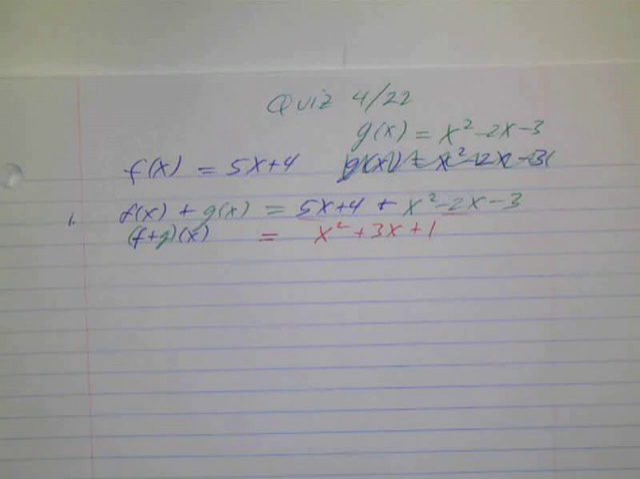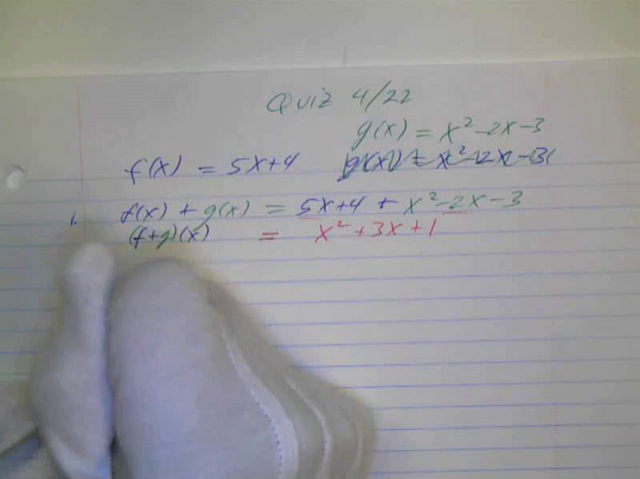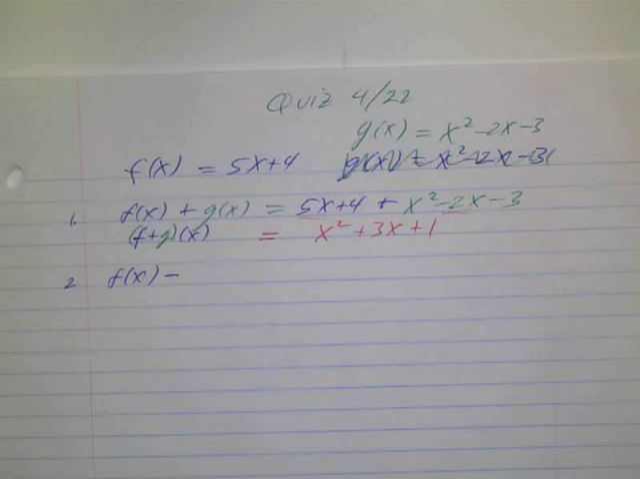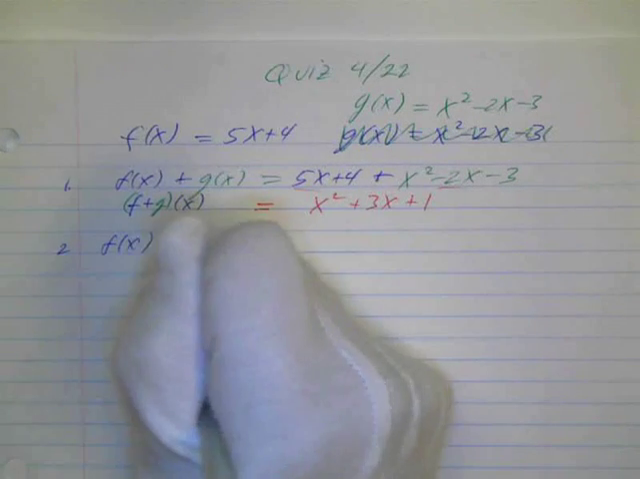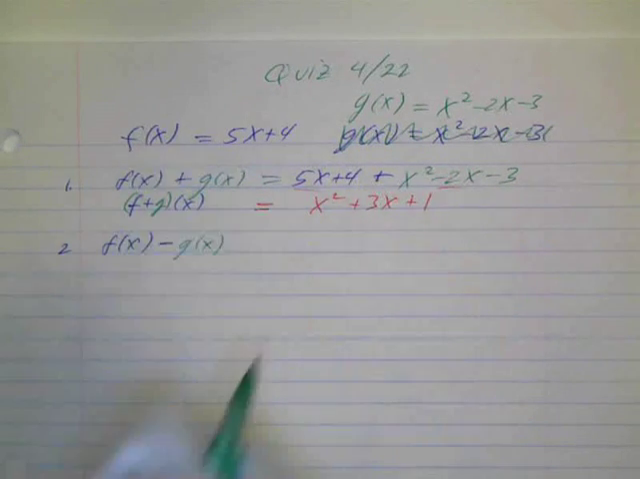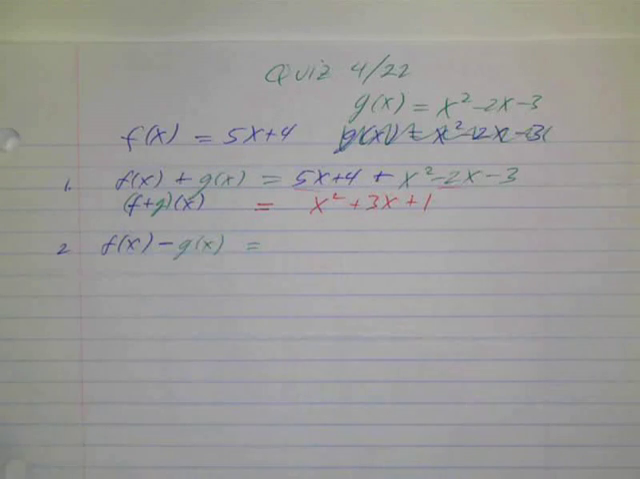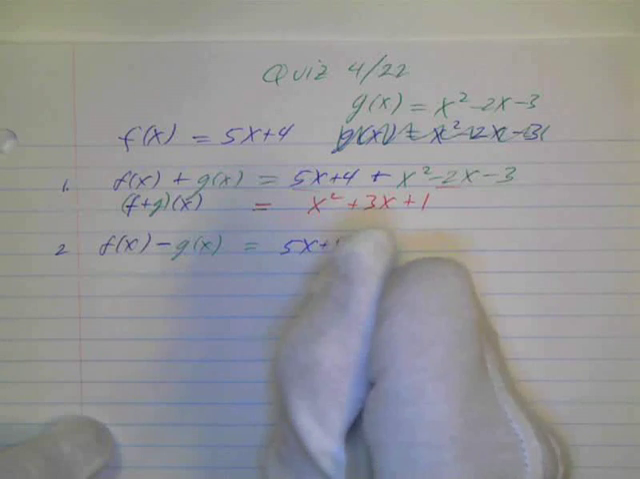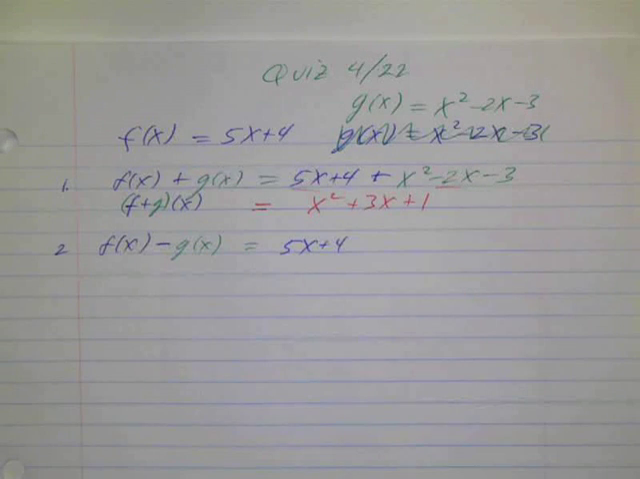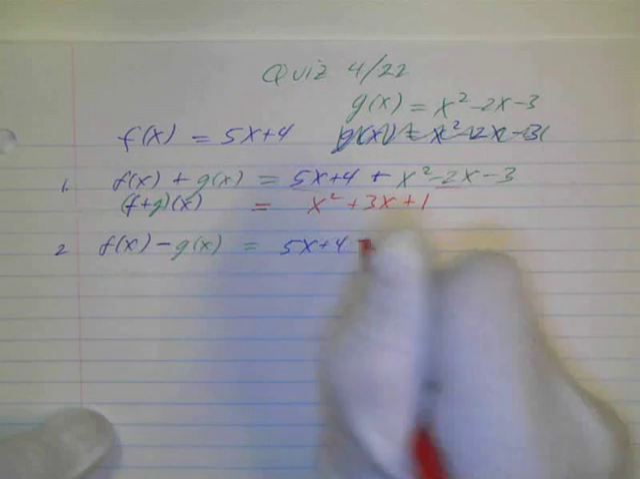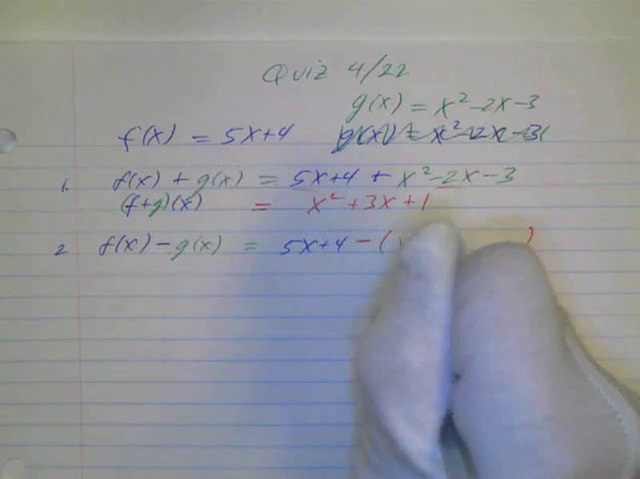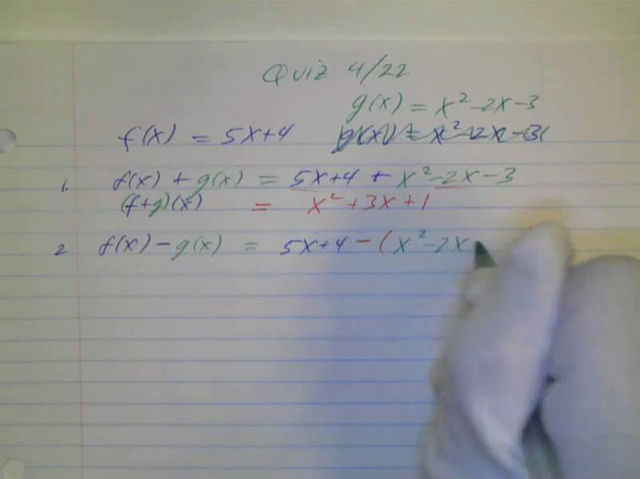And then number 2, we want to take the difference. So number 2 was f of x minus g of x. So we just take the difference, and that's going to be equal to 5x plus 4 minus, and I'm going to do this with parentheses because remember we're subtracting the whole thing, and the whole g of x has got 3 terms. So each of those terms will be affected by this negative sign: x squared minus 2x minus 3.